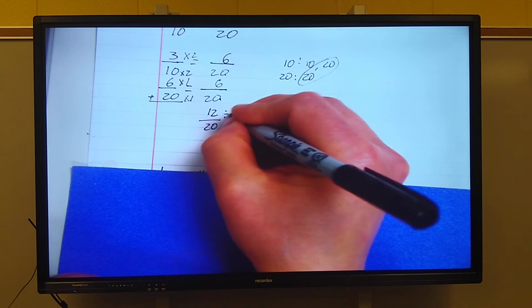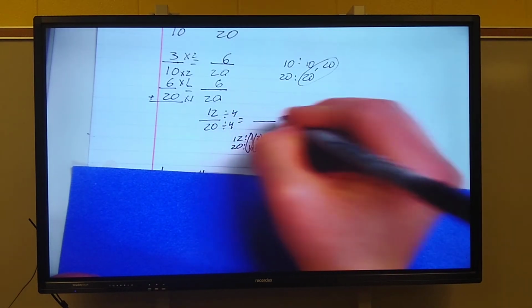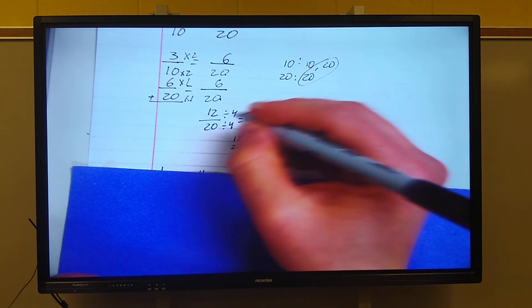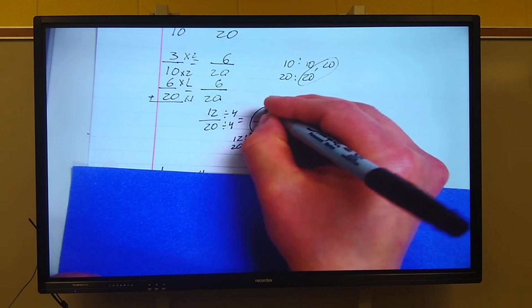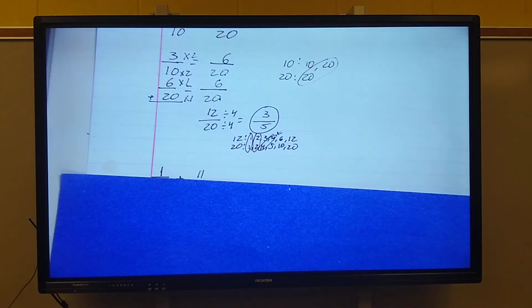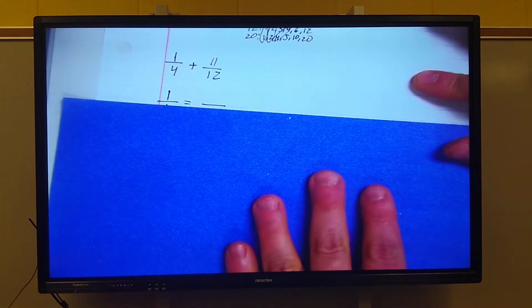So I divide my numerator and my denominator by 4. 12 divided by 4 is 3. 20 divided by 4 is 5. There is my final answer. 3/5. Lots and lots of work. It is beautiful. One last practice problem. 1/4 plus 11/12. Solve that now on your paper. Pause the video.